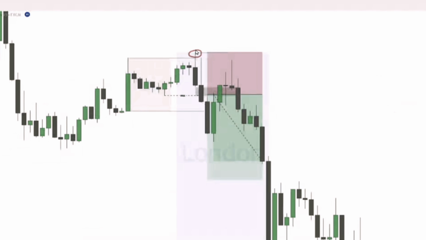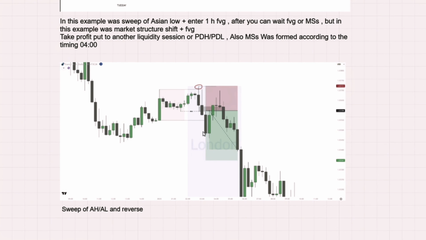And quite often I see a situation when the price sweeps liquidity at the Asian high or Asian low and reverses. Very often it looks like this. The candle closes below the level and a long wick is formed on the candle. And now let's look at a real-time example.